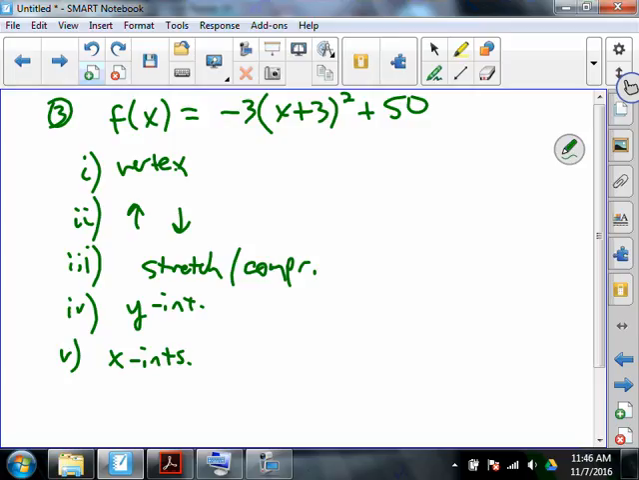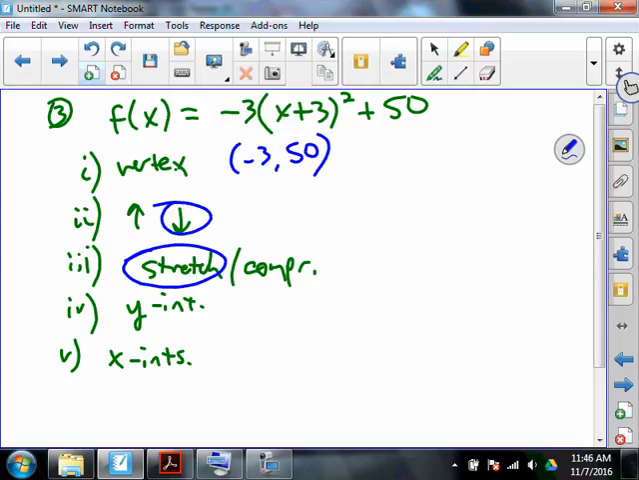So, vertex, that's pretty easy. Negative 3, 50. If we look at the a value, it's negative 3. That means the graph opens downward. If we look at the negative 3, it means the graph is a vertical stretch by a factor of 3.